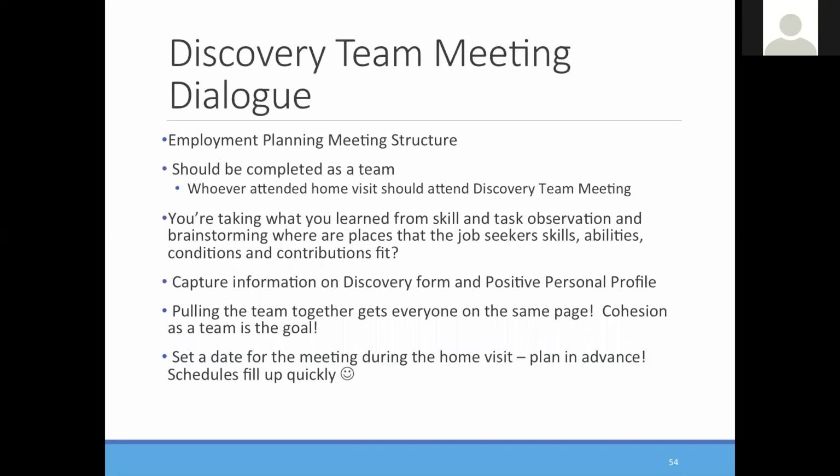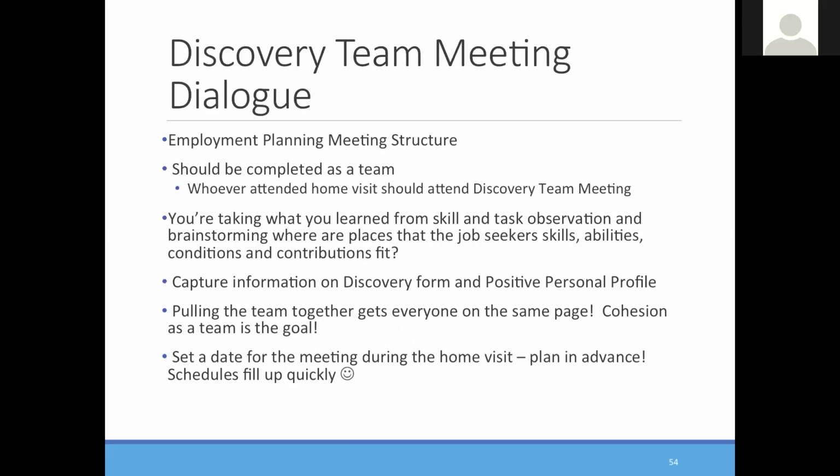All right, so with the discovery team meeting and the dialogue, it's really important that we pull the team back together. So at this point, you've done the home visit, which was a couple of hours, right? You spent about 2 hours there. Then you want to talk to others who are important to the job seeker. That's going to be another 2 to 4 hours. So you're 6 hours into about 10 hours. And then you want to do the skill and task observations, do a couple of those, and then pull the team back together and share that initial information.